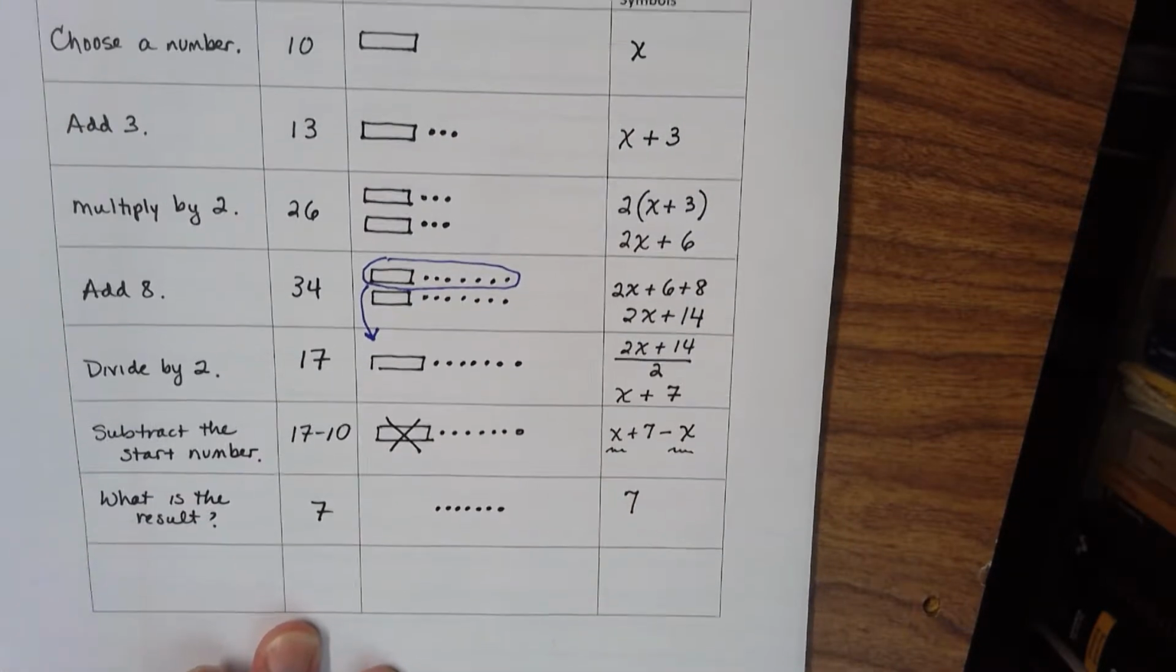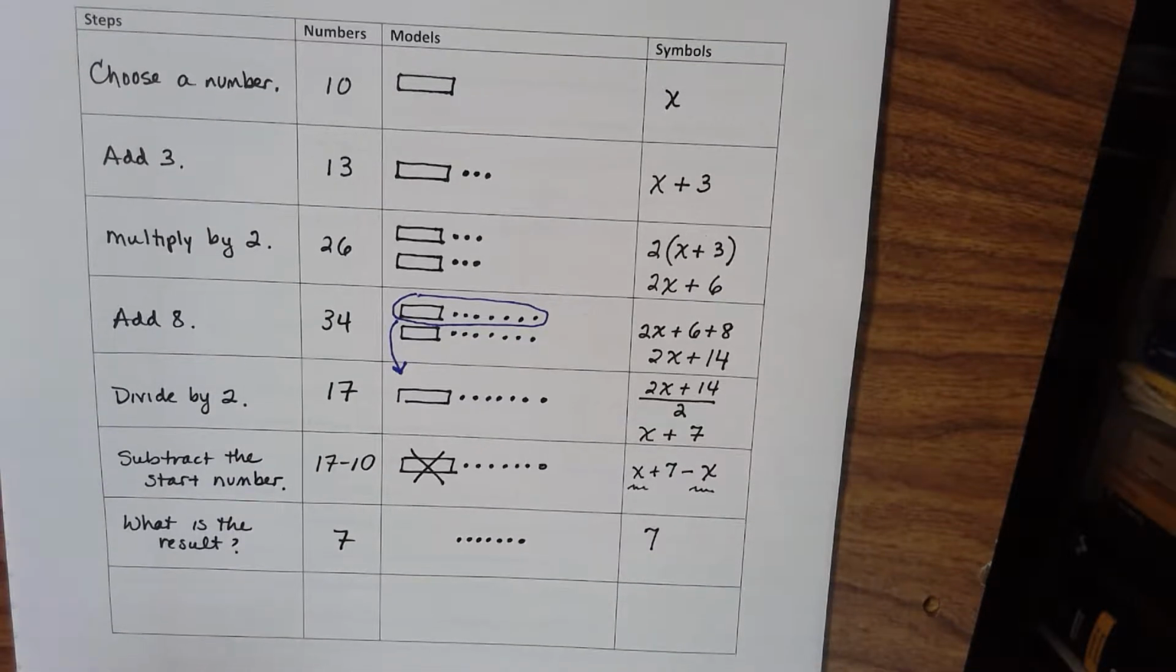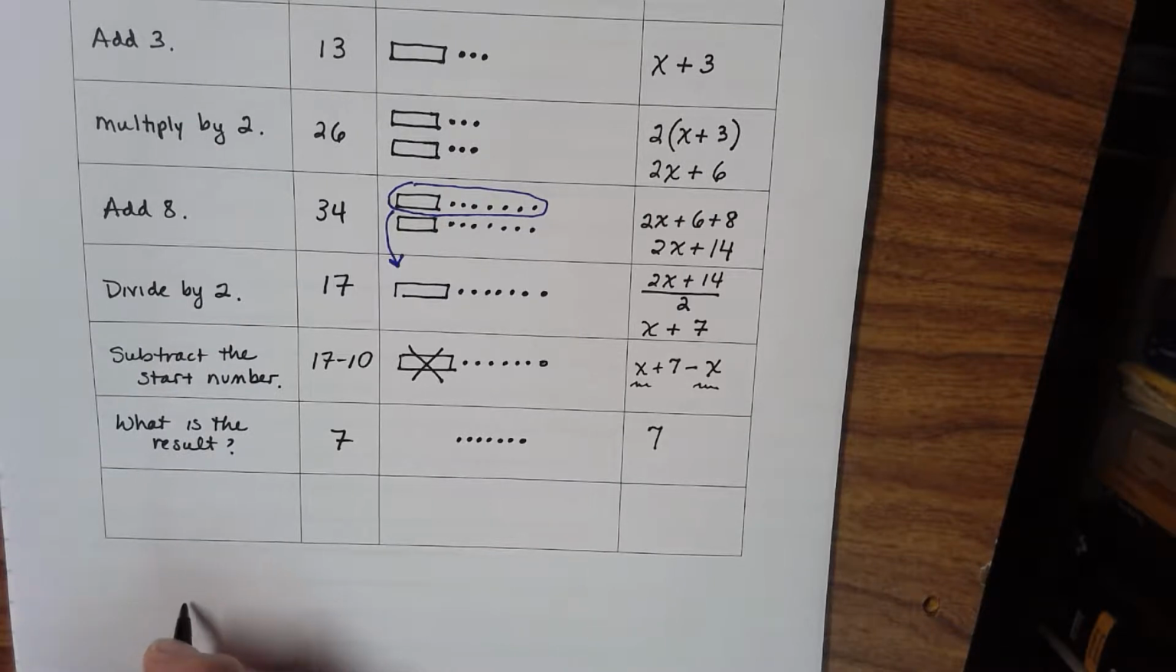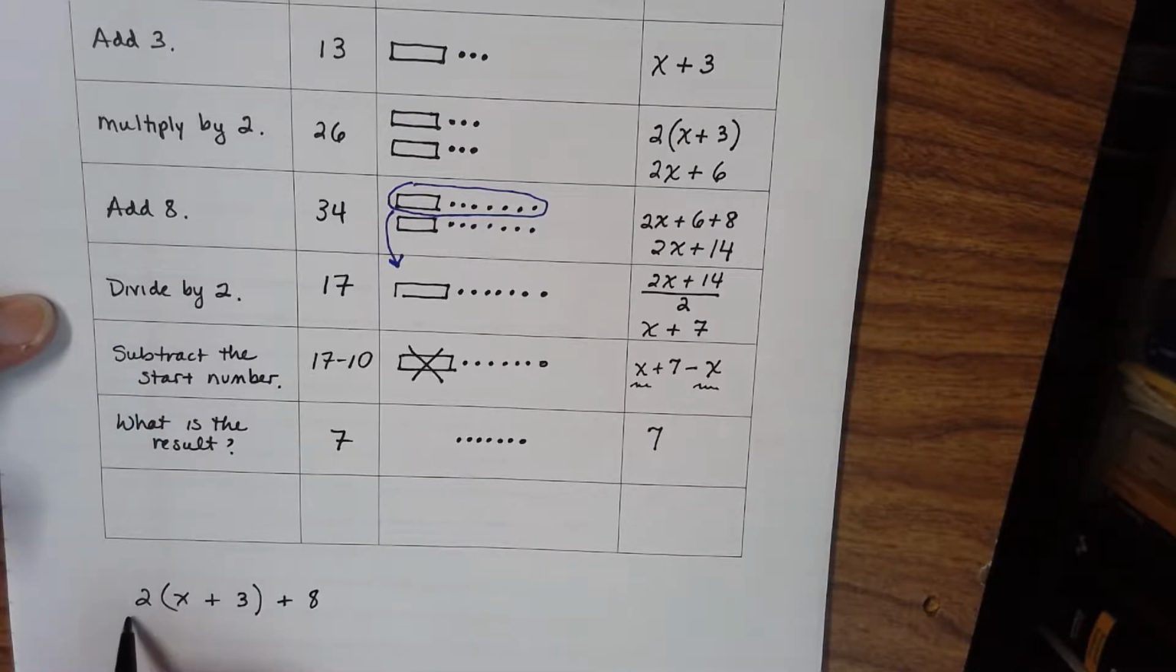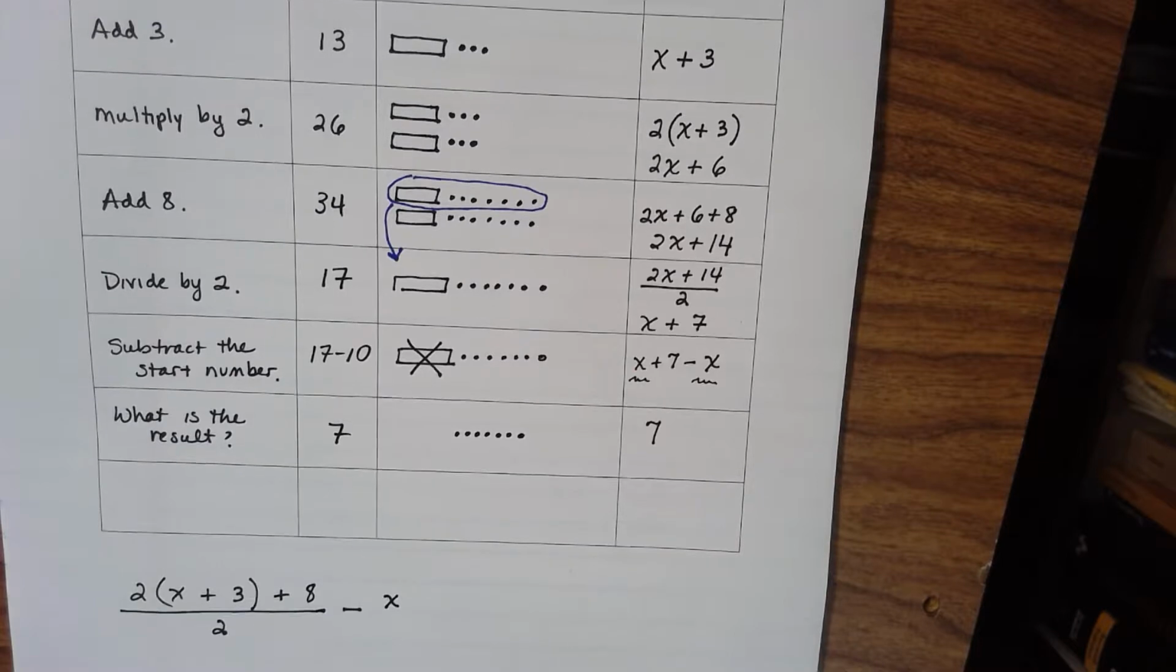So suppose I did these steps but just kept adding on to the same expression. I choose a number, add 3, multiply by 2. So far that looks pretty familiar. But now I'm going to keep that written that way and add on 8. And then I want to show that I'm dividing the entire result to this stage by 2, so I'm going to put a fraction bar under the entire thing. When I subtract the start number, that's a separate term here. Okay, so now we've got all these steps summarized in one expression.